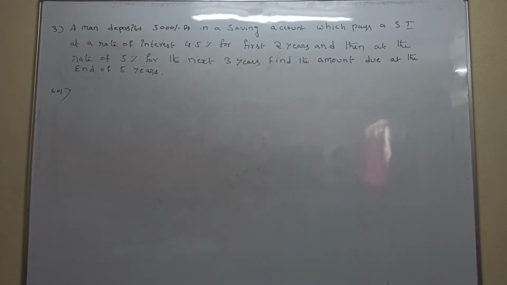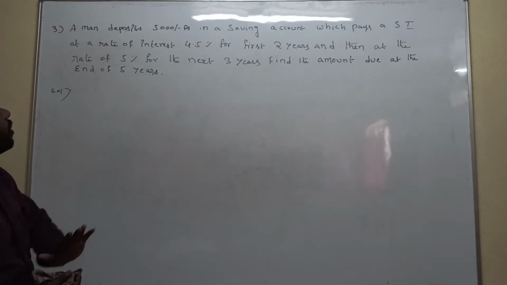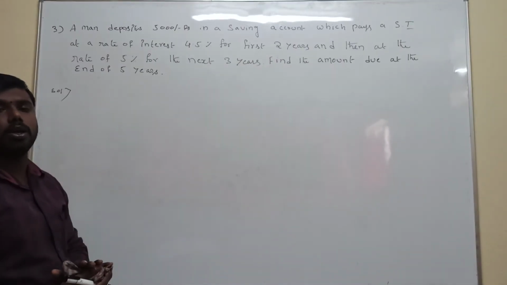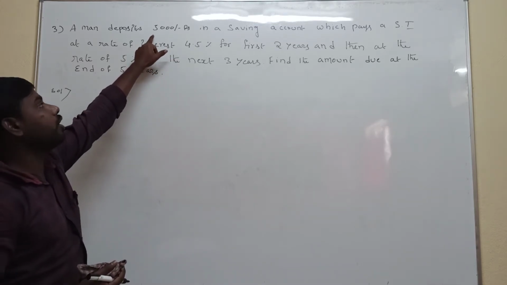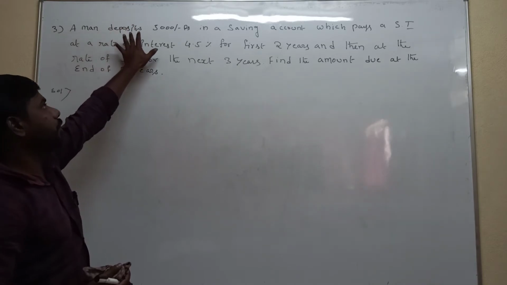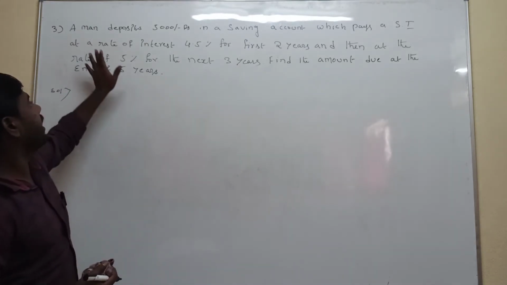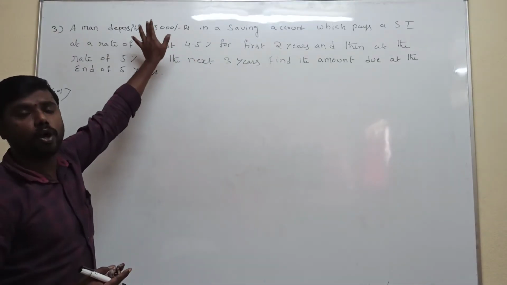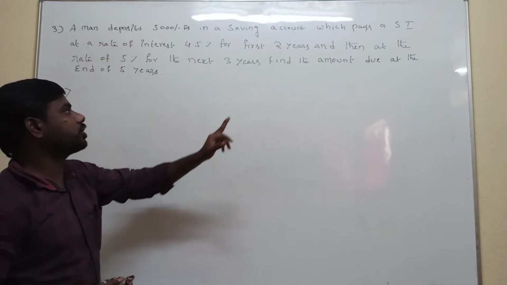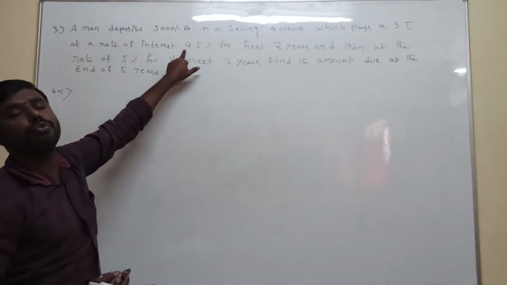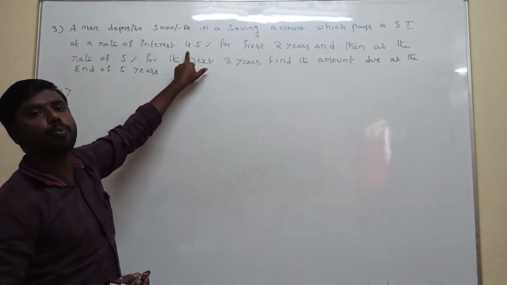Dear students, see the third question. What is given in the third question? A man deposits 5,000 rupees in a savings account. How much is deposited? 5,000 rupees. What is the rate of interest? For the first 2 years, the rate of interest is 4.5%.